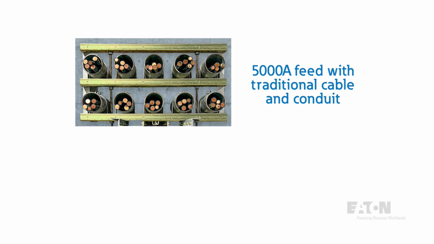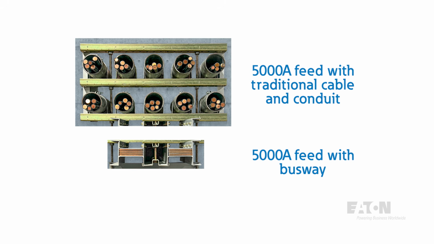Here's what's required to install a 5,000 amp feed with traditional cable and conduit. There's no single wire that can handle that much current, so it needs to be split into multiple bundles, each with its own run of conduit. Each run then needs to be supported somehow, and the entire assembly ends up requiring tons of support infrastructure throughout the entirety of its length. Now look at the same 5,000 amp feed with Busway. The entire thing can be supported with two parallel runs, which takes a lot less space and is easier to support.